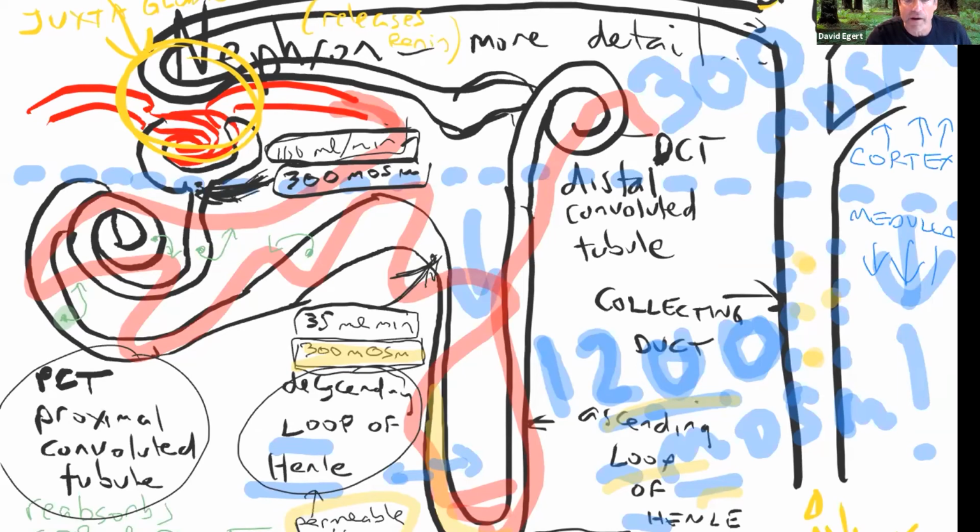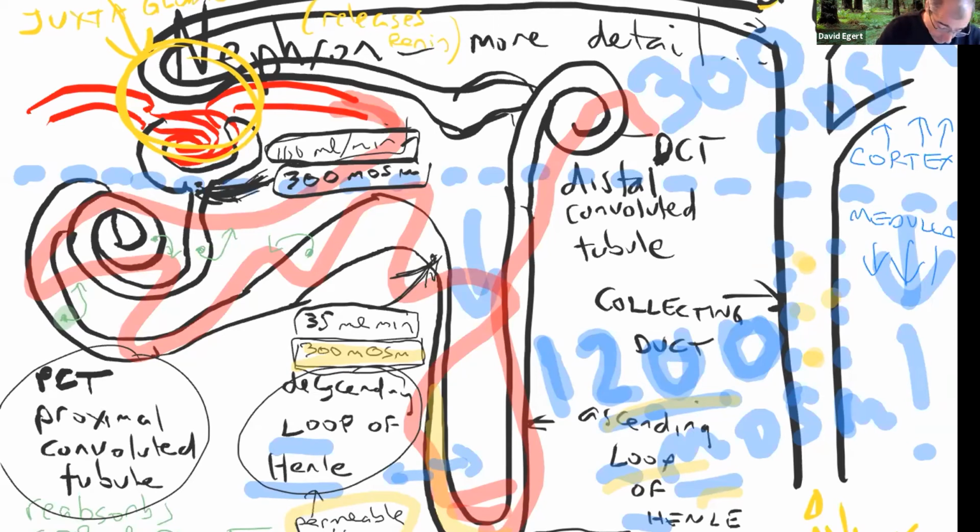What about the osmolarity of the filtrate when we get down here to the tip of the loop of Henle? It goes up. It's going to go way up, right? If you're losing a bunch of water, I should say permeable to H2O, not solutes. So the solutes are staying in the filtrate, but the water is going out, which means it's just getting more and more concentrated.